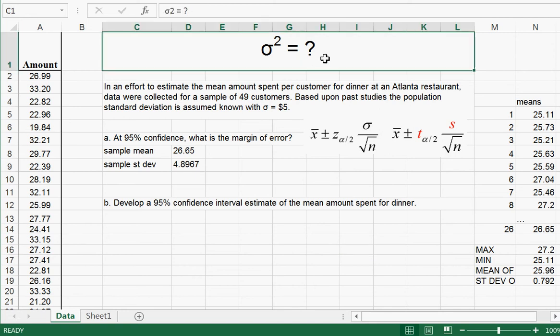Fortunately, we know sigma, right? Zeus came down and told us that sigma squared is 25, right? Which means sigma is 5, correct? Yes. So that means we use the sigma known case, right? We use z because we know sigma. We don't need to worry about the t, right? We use sigma. So what am I going to do over here?